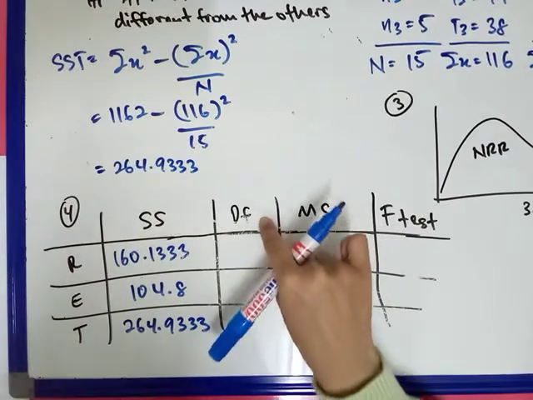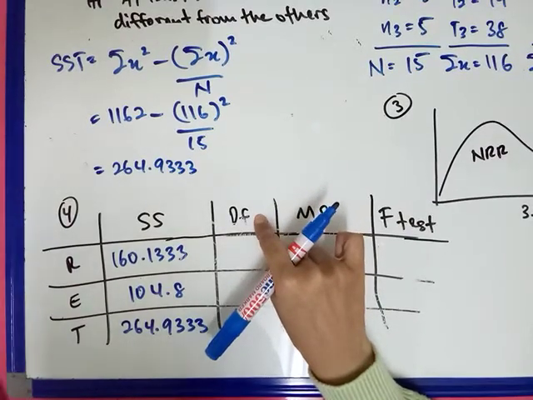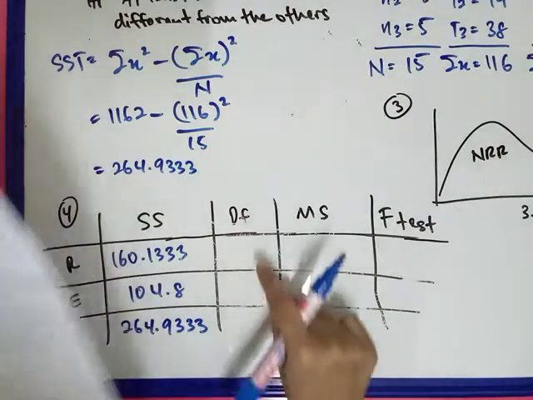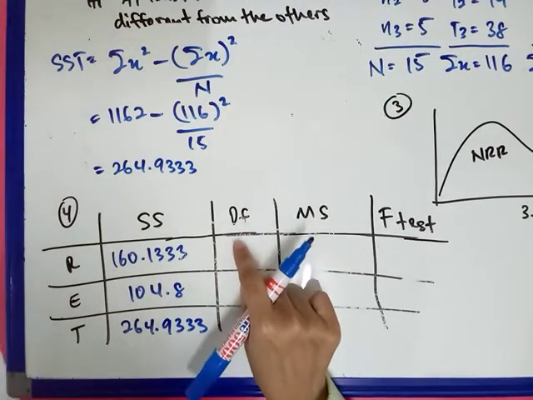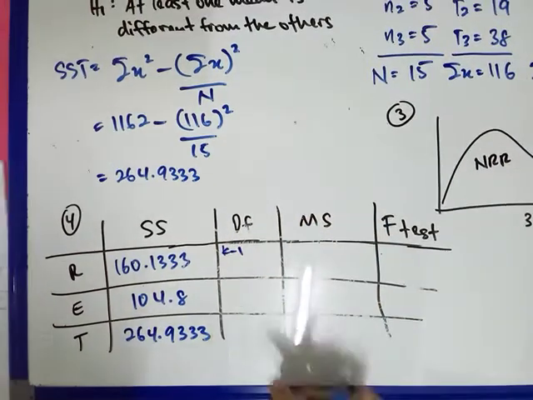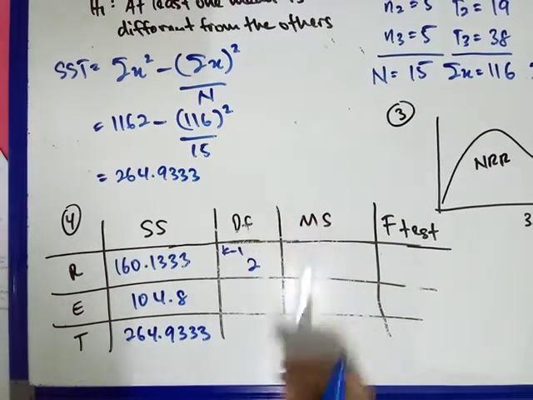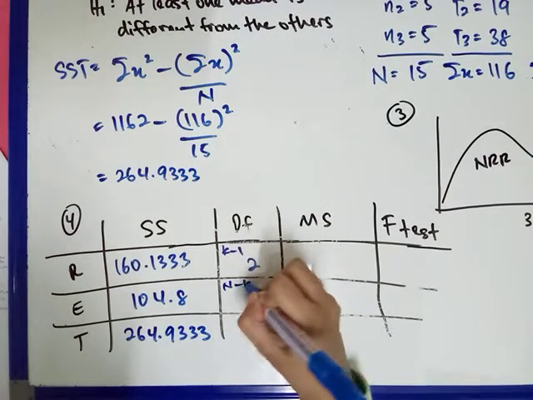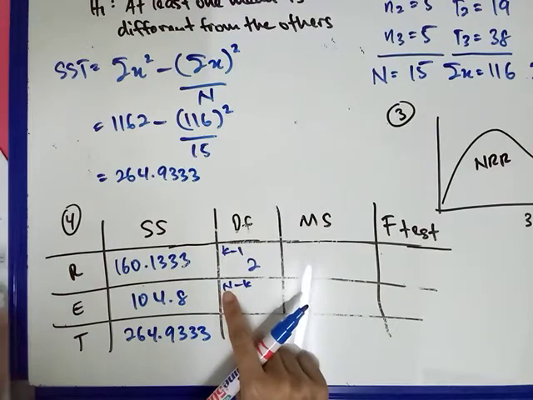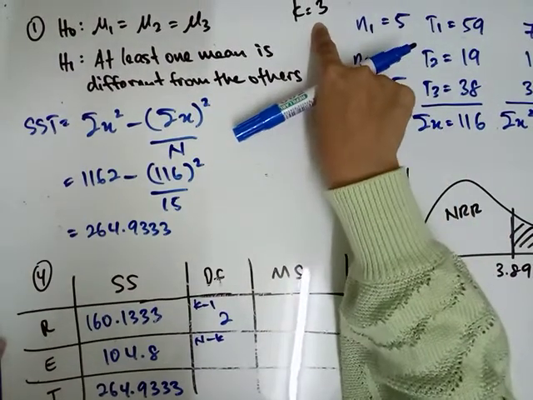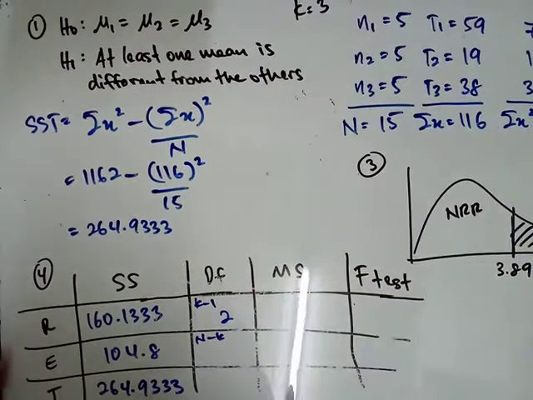Okay, and then degree of freedom, DF. Degree of freedom is K minus 1 for residuals. We know that K is 3. So 3 minus 1, we get 2. Okay, for error, capital N minus K. We know that capital N is 15, minus K, K is 3. So 15 minus 3, we get 12.